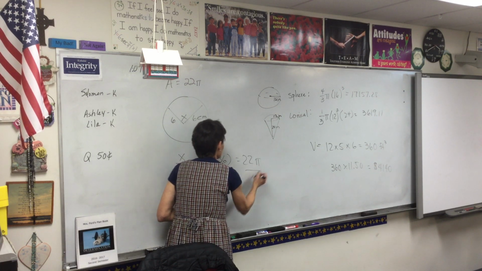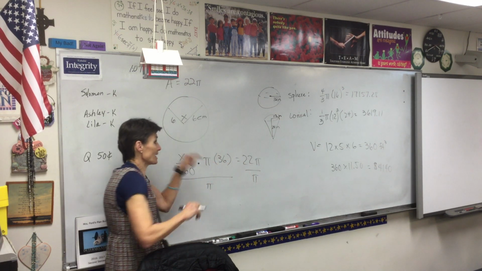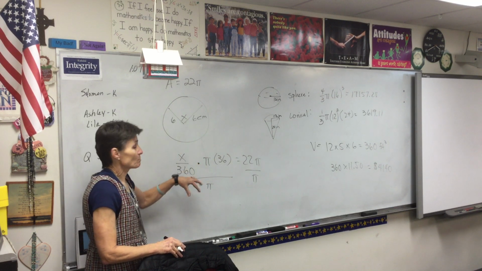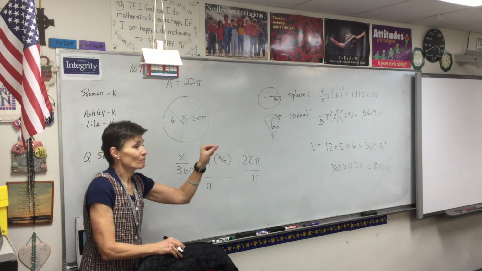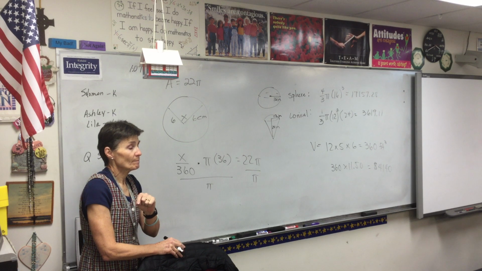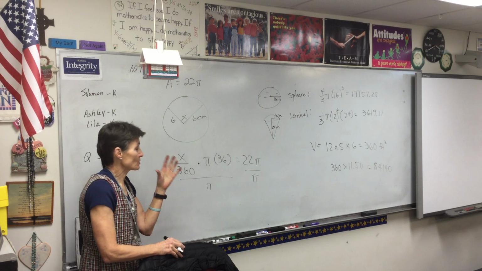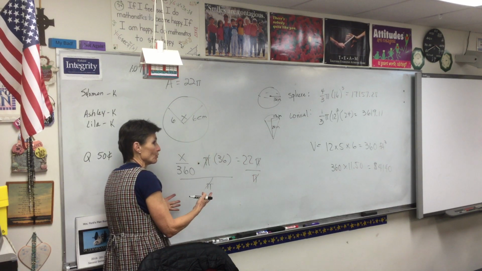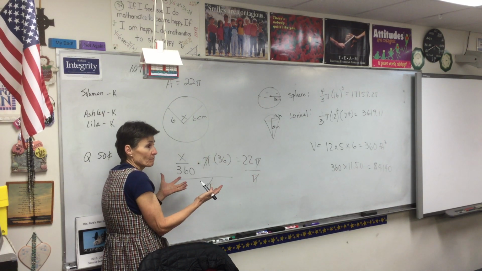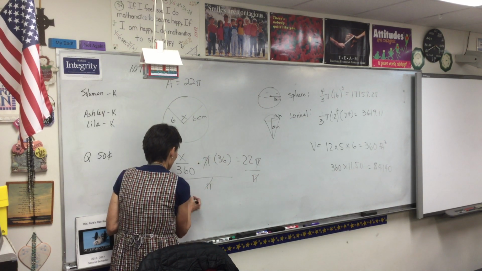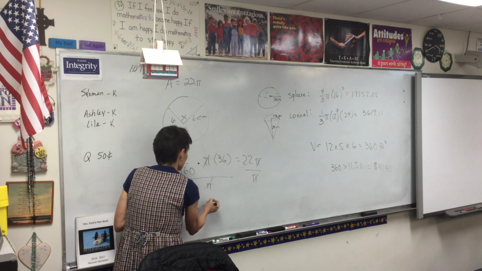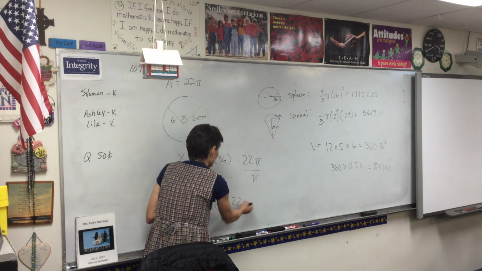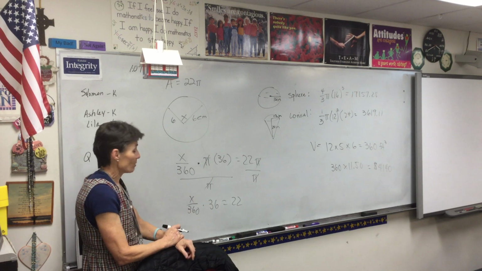Now, kids, I'm going to tell you that on the last practice test, when we did this particular problem, every class did it a different way. Obviously, we all get the same answer. So there's no rule that says this is what you have to do first. But that's fine. So now we have x over 360 times 36 equals 22. All right, what do you want to do now?